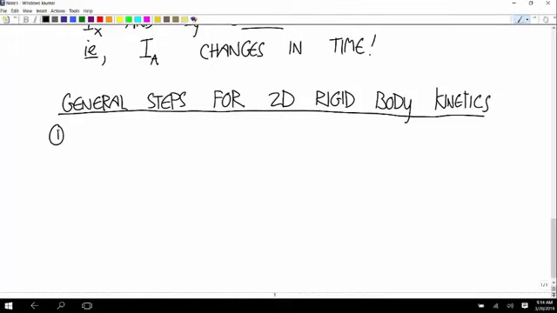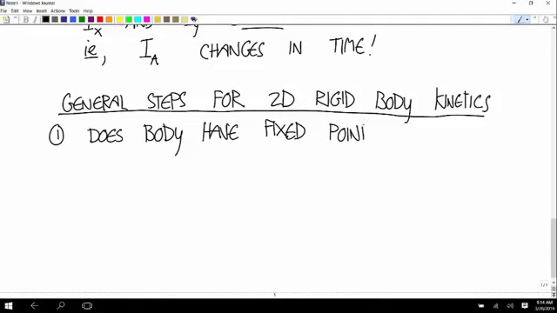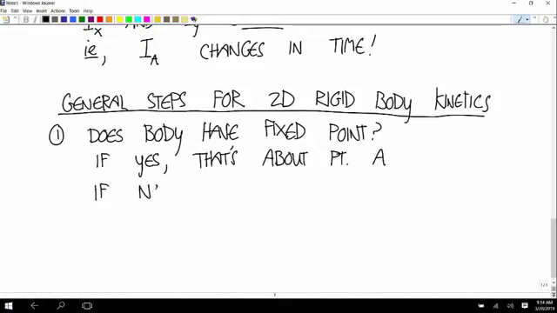So first, ask yourself, for the rigid body you're dealing with, does this body have a fixed point? Is there a point on this body that's fixed in your inertial coordinate system? If yes, then that's going to be your about point, the about point A. If no, the center of mass is the about point.